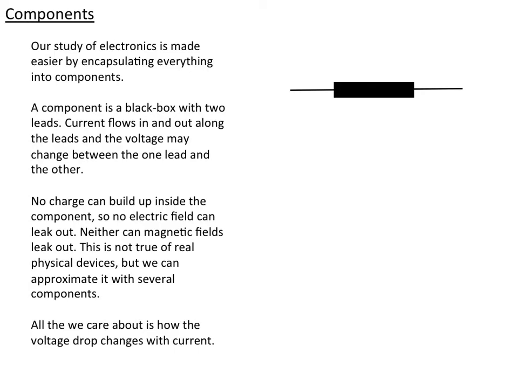We'll stick to the case where no charge can build up in the component, which means that the current flowing in has to be the same as the current flowing out. So there's only one current, the current that flows through. And since there's no charge built up in the component, there can't be any electric field leaking out. Neither can there be a magnetic field leaking out. This is especially important for inductors, which we'll get to later.